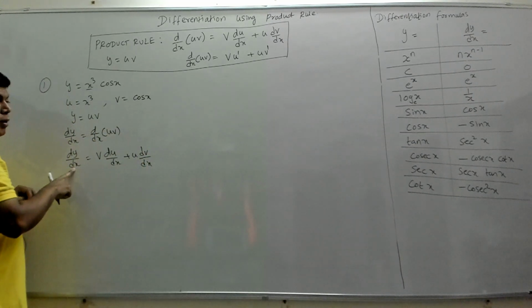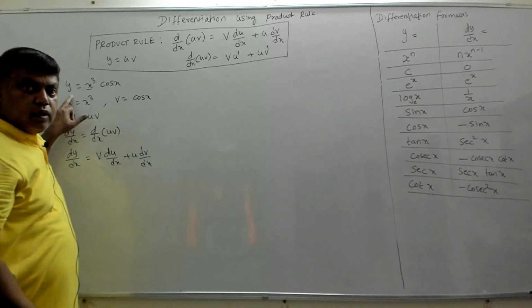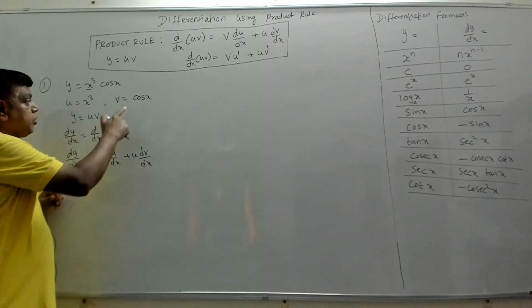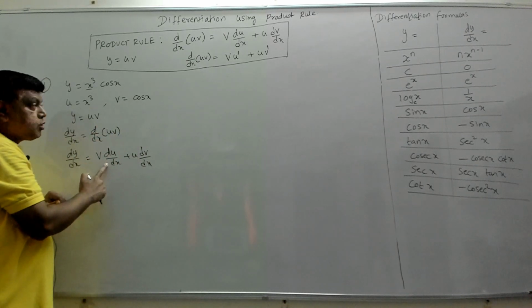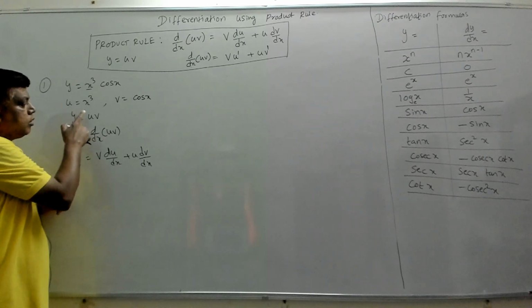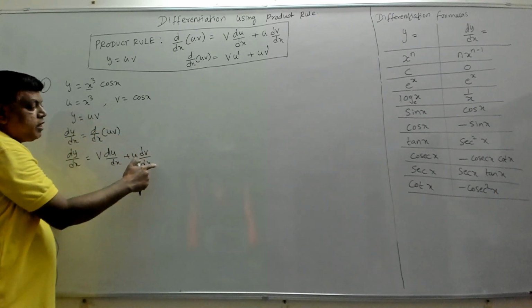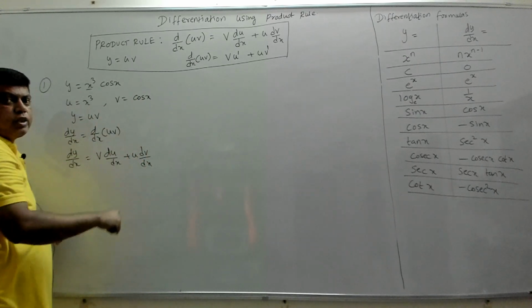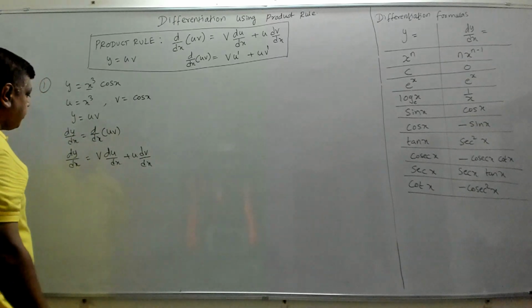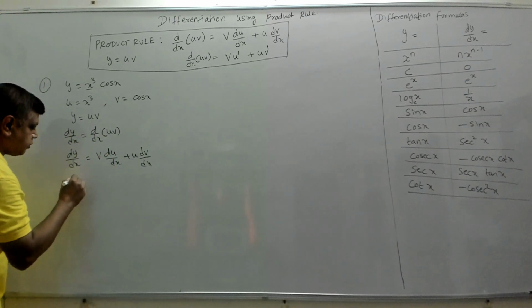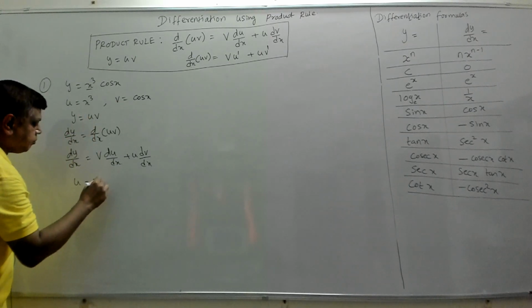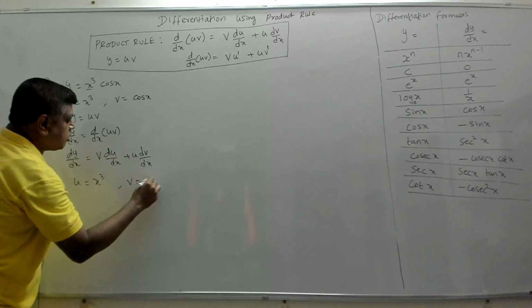Now to find dy/dx, the derivative of this function, we know v, and then we have to find du/dx, which means we have to differentiate u, and u is x cube. Then we have to find dv/dx, which means we have to differentiate v with respect to x. Fine, so let's find all this. Our u is x cube, and our v is cos x.